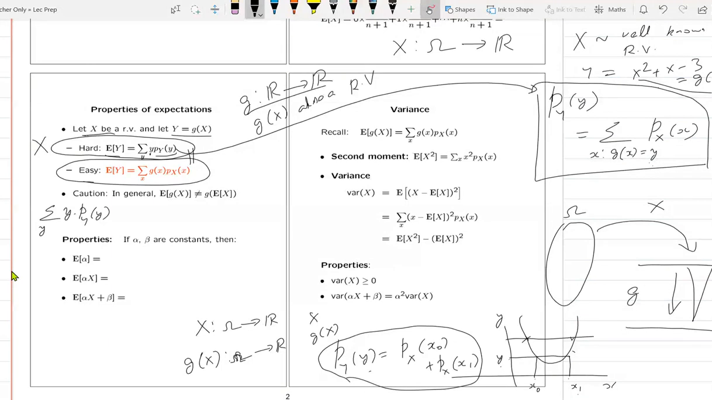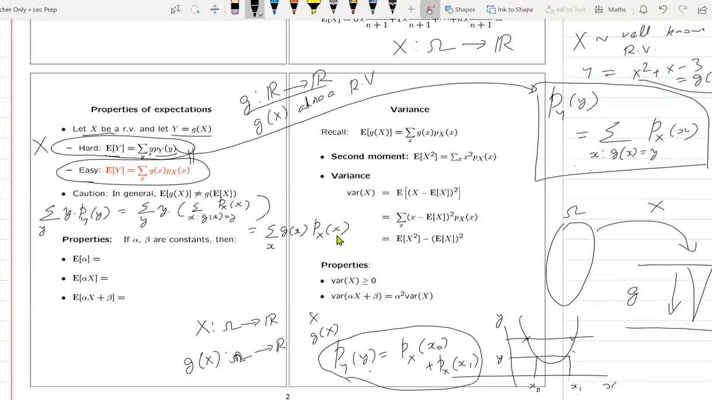We are finding all values for which g(x) equals y. So we already have a formula for p(y) equal to y. Let's substitute that. And what is y? Y is actually equal to g of x. So this is equal to the summation over x of g(x) times p_X(x).